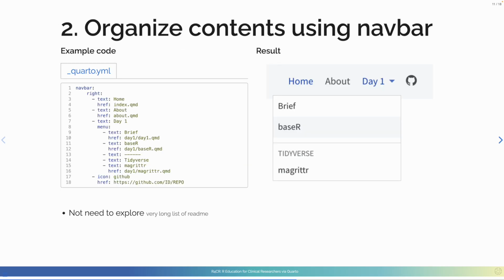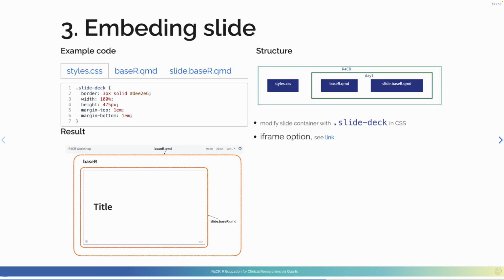Next, I organize contents and other information using a navigation bar, and here's some example code for the configuration file and the resulting navigation bar image. With this, users don't need to explore a very long list of README files from the GitHub repository, and not only contents but icons, external links, or an about page are possible with this navigation bar feature. And actually this part is the basic starting point of R4CR and organized our slides easily.